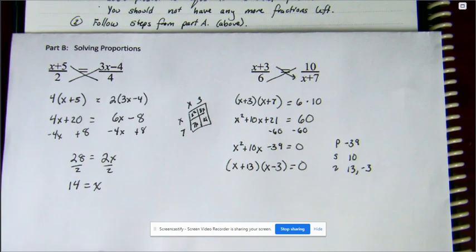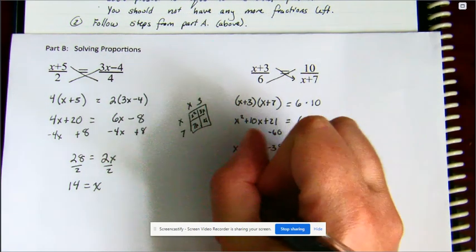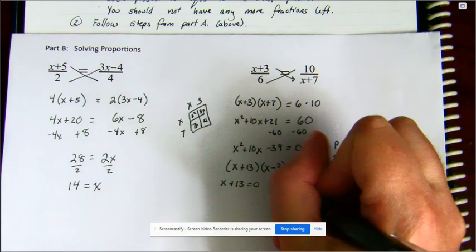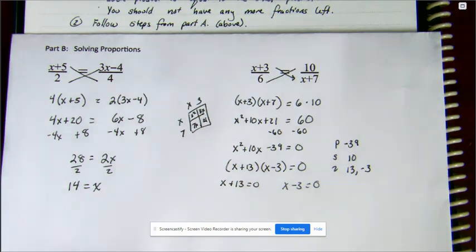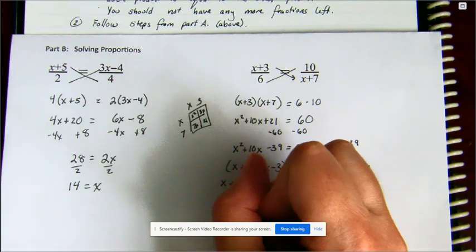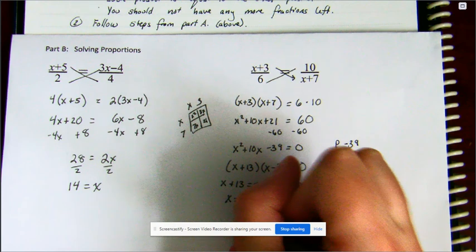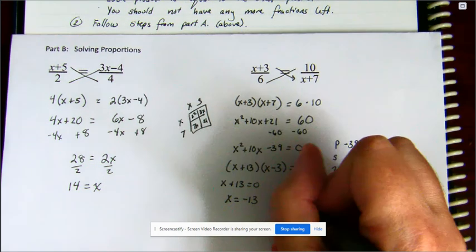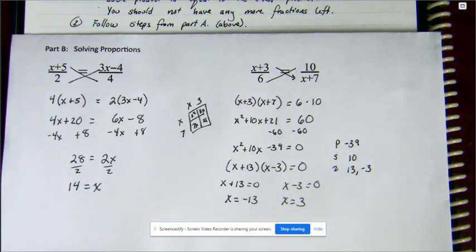So we're factored. We're now going to set each one equal to 0 to come up with our answers. The first factor gives us an answer of negative 13. The second factor gives us an answer of 3. So two answers for this particular problem.